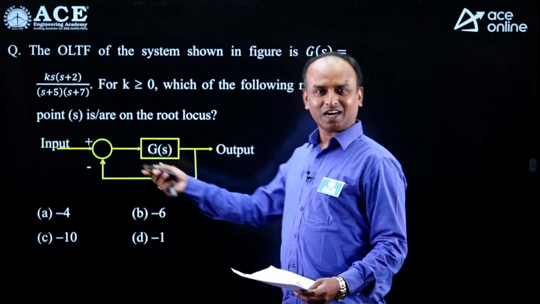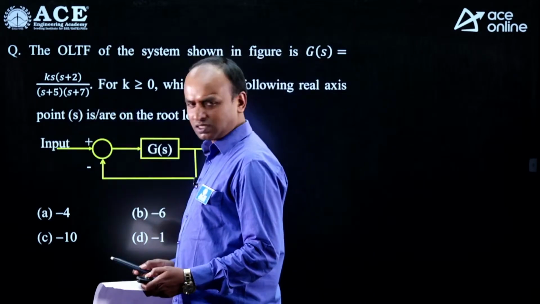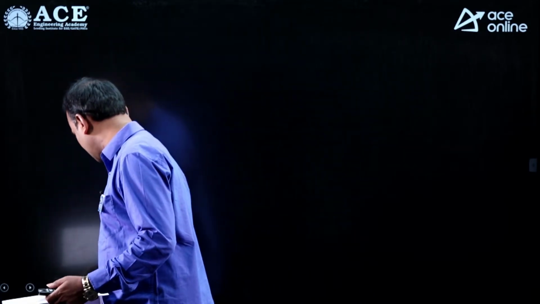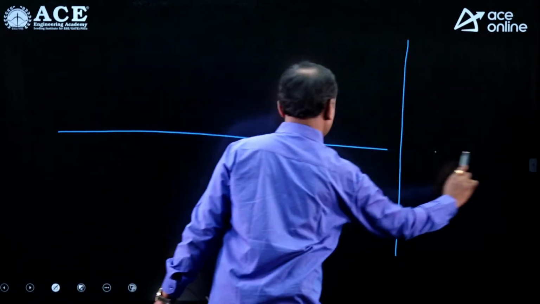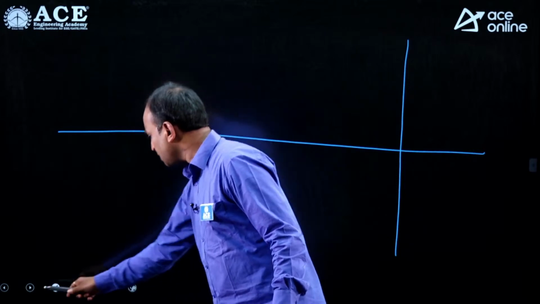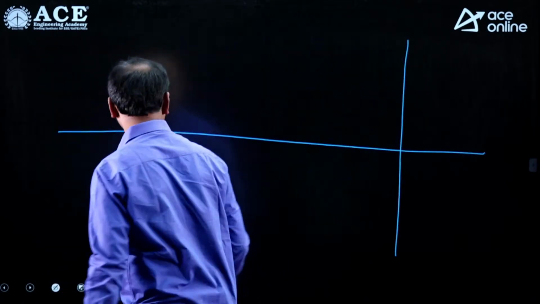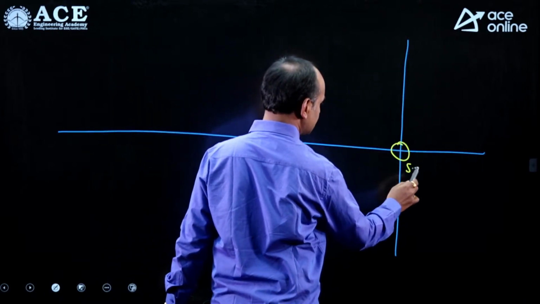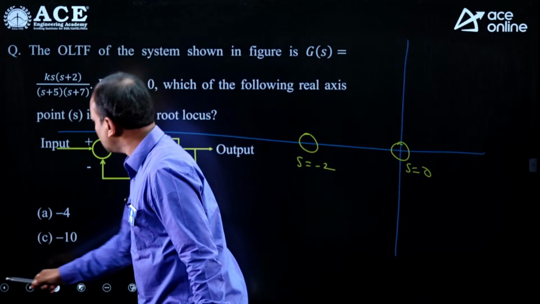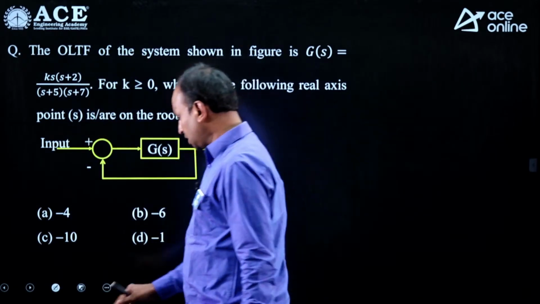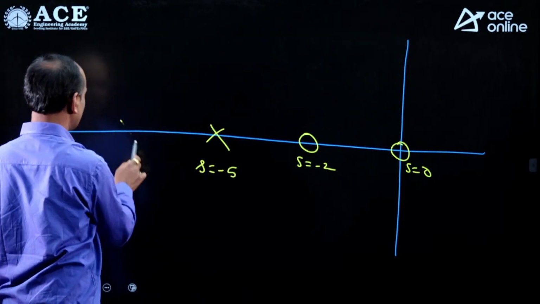Dear students, here is a control system question from the root locus concept. A simple question. The transfer function is given. Just locate the pole and zero locations. First, what are the zeros? The examiner has given S at origin and plus 2. A zero is given at S equal to 0, and at S equal to minus 2 also a zero. And check the transfer function: minus 5, minus 7 are the poles.